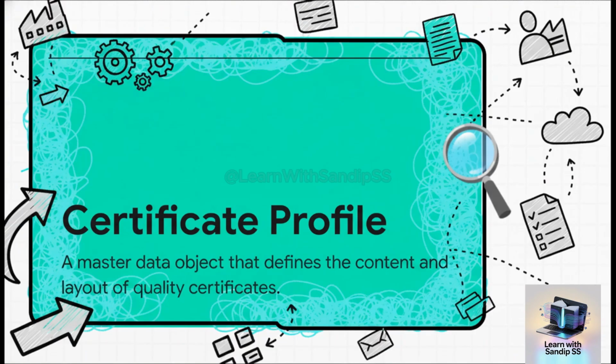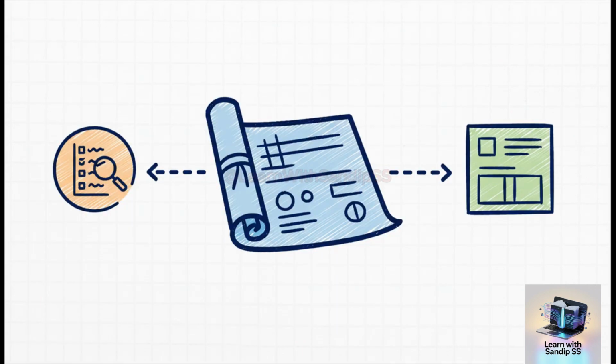Now, this isn't some one-off report you run. Think of it as a central reusable template. It's basically the single source of truth for creating all your quality certificates. You know, the easiest way to think about this, and we're going to stick with this idea, is to imagine it's a master blueprint. Just like a blueprint for a building lays out every single detail, the certificate profile tells the system everything it needs to know, what data to show, and how it should look on the page.